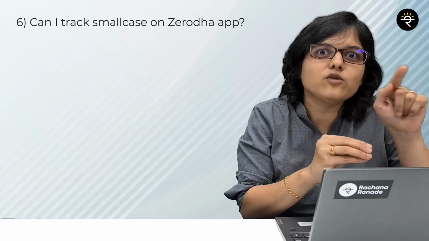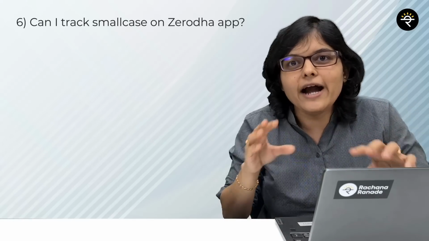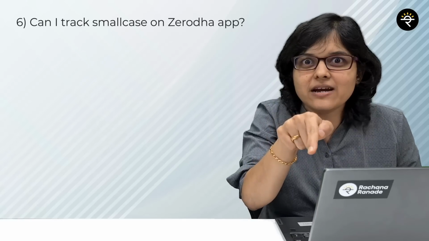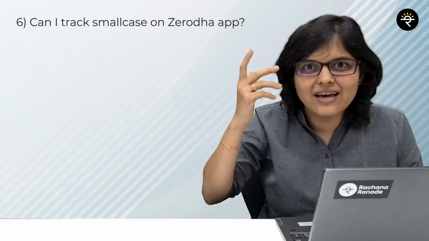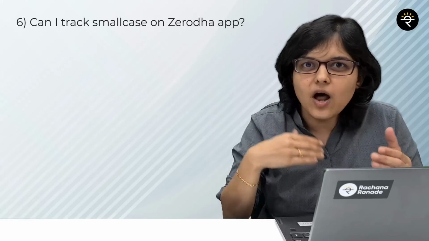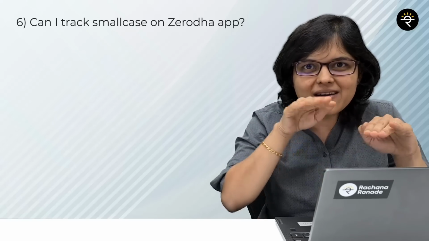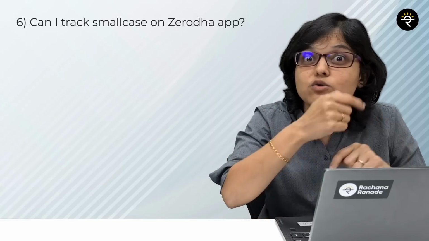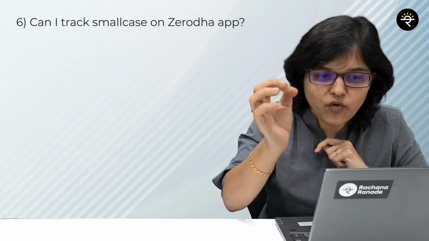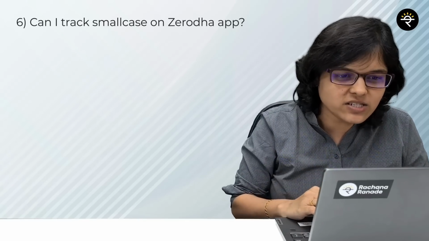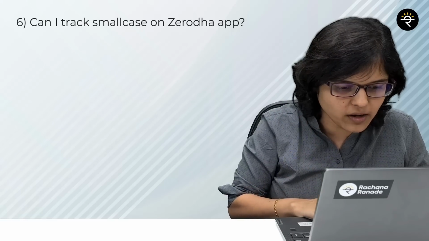Stocks which are invested through smallcase will also show up in the holding, and stocks which you have directly invested through your own research will also show up in the holding tab only. Then how can you bifurcate? How can you track your own investment returns versus returns through smallcase? For that, you can just go to the Kite portal. I'll just quickly show it to you.